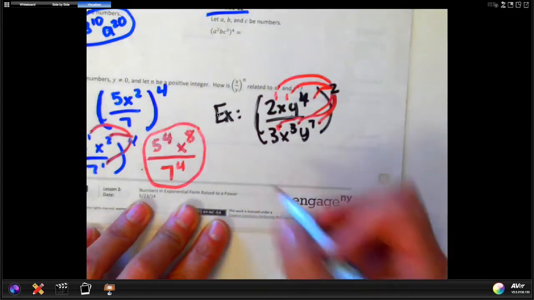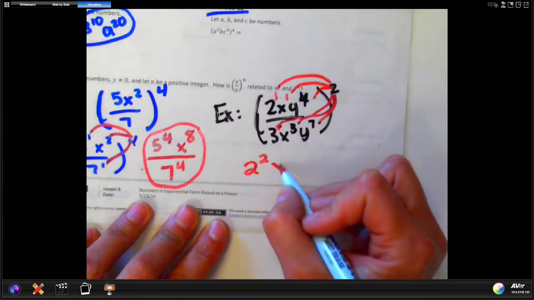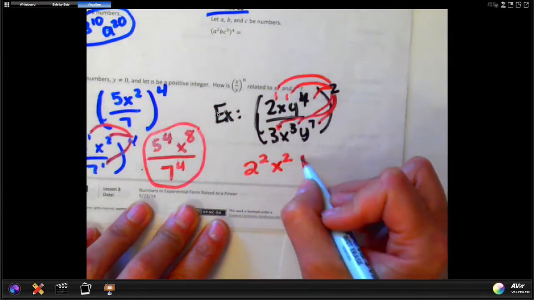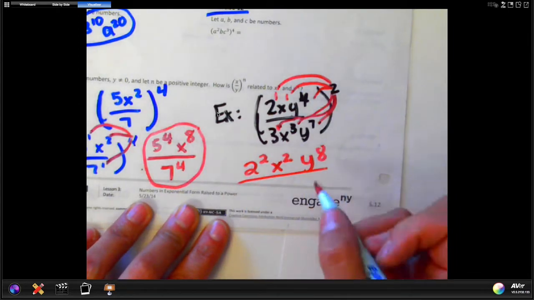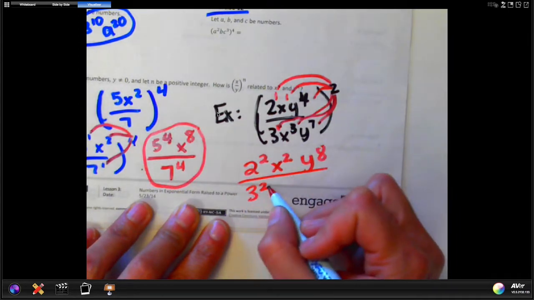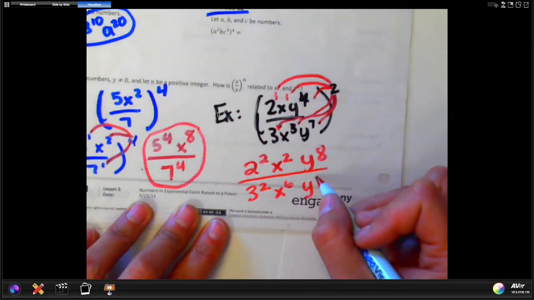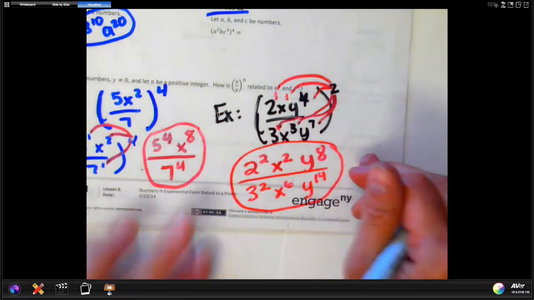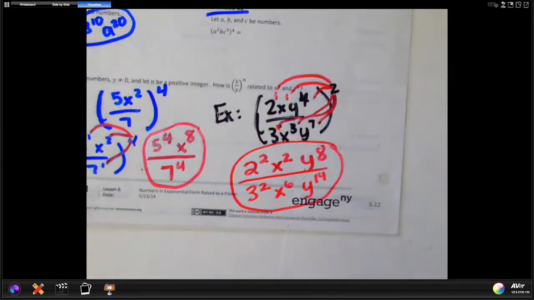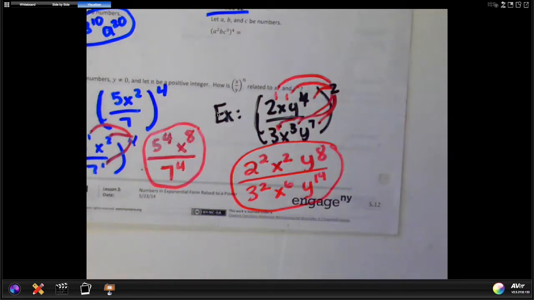So this becomes 2 to the second power, x to the second power, y to the 8th power on the top, over 3 to the second power, x to the 6th power, y to the 14th power on the bottom. And for today, we are leaving it that way. It does simplify further. However, we are just focusing on the distribution today. So that's the last key concept.